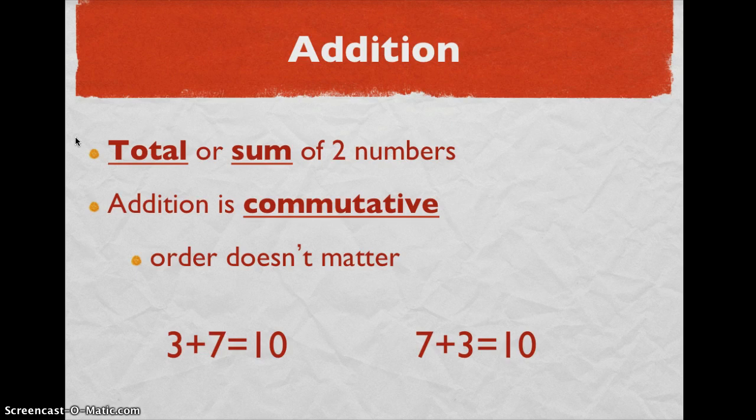Our second bullet point states that adding is commutative. This means that the order of our numbers does not matter. If we are adding 3 and 7, we can put either number first and we will still have the same answer. For example, 3 plus 7 equals 10, and 7 plus 3 equals 10 too.